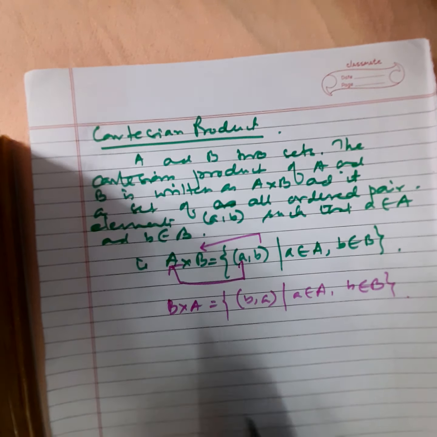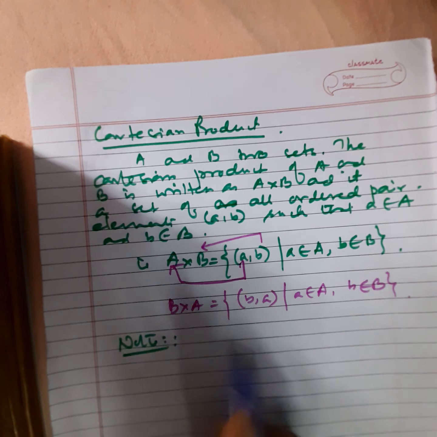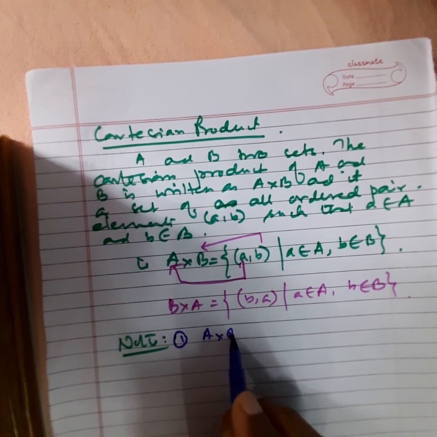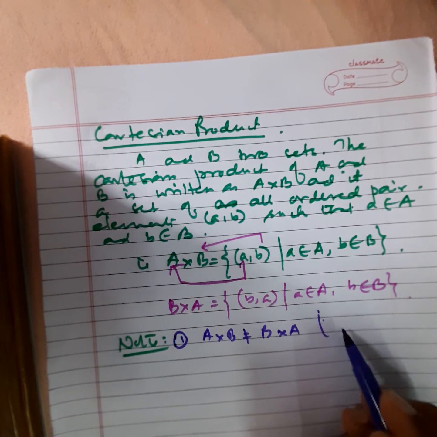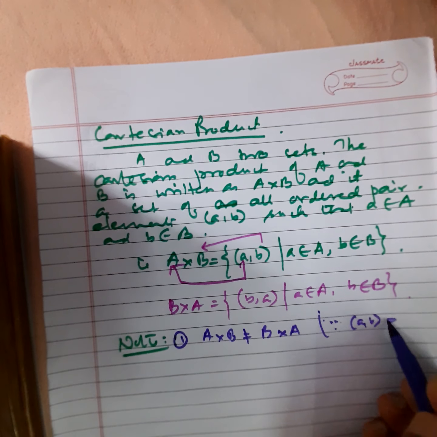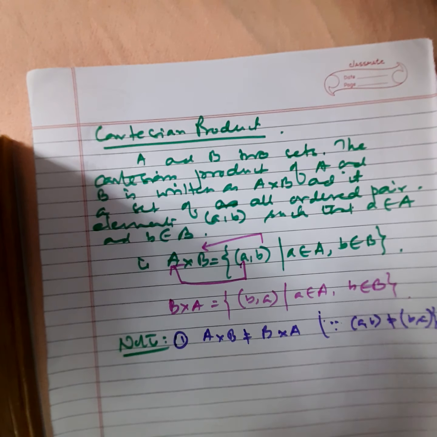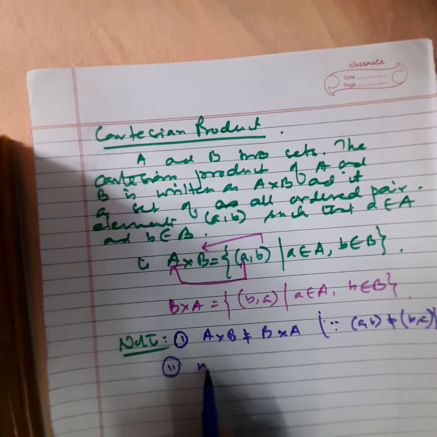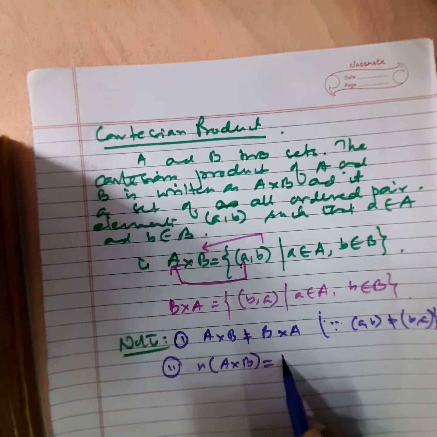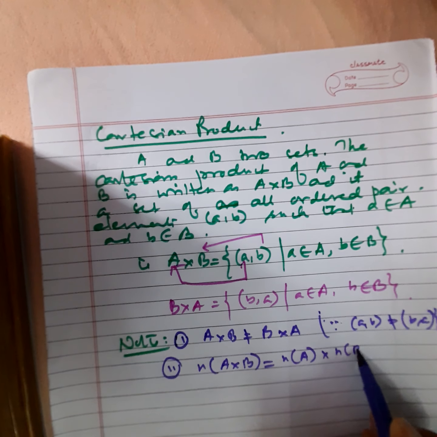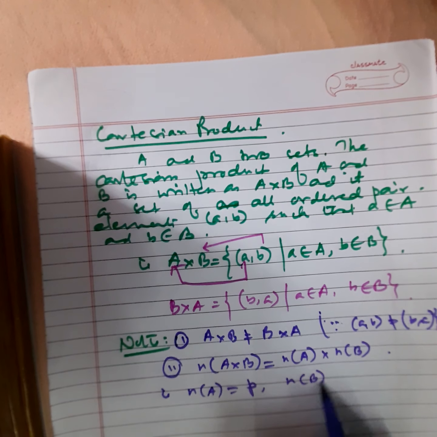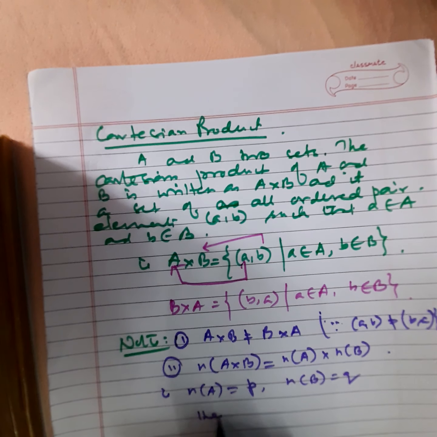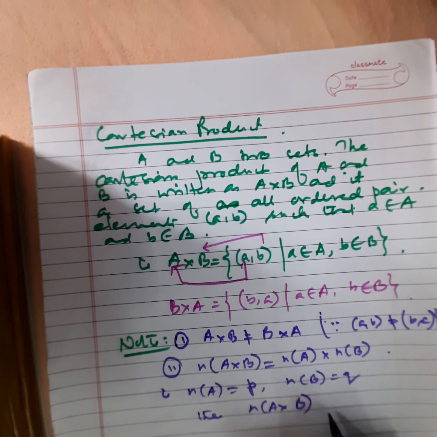Okay, note number 1: A cross B is not equal to B cross A, since (a, b) is not equal to (b, a). Number 2: n of A cross B is equal to n(A) into n(B). That is, if n(A) is equal to P and n(B) is equal to Q number of elements, then n of A cross B, what will we get?